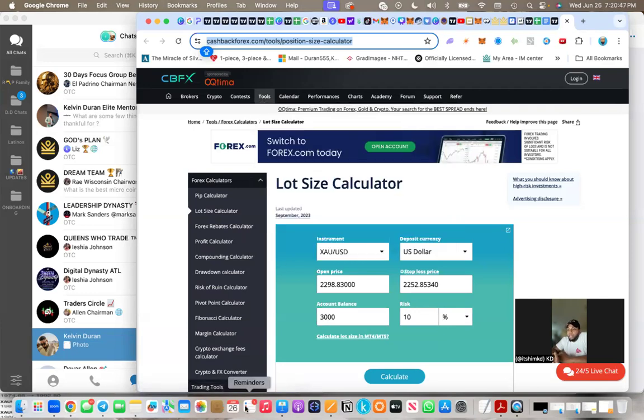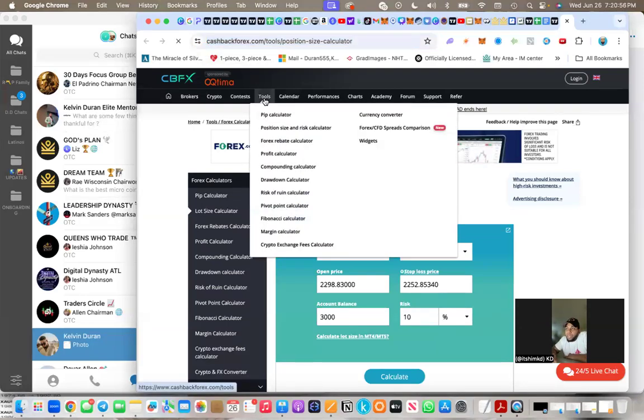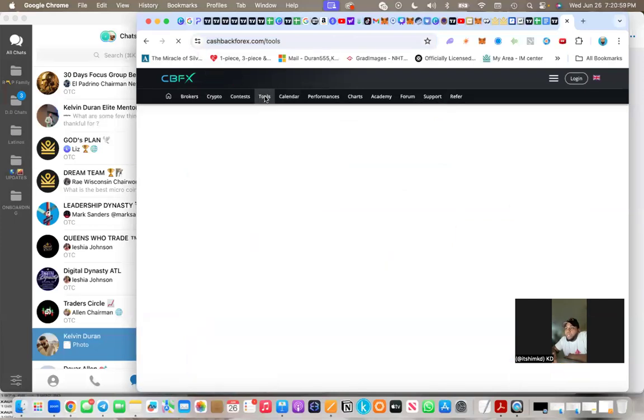Okay. So I'm gonna drop this here into the chat. And I'm going to give you guys access to this. And I'm going to show you real quick how you guys could be able to use it. Okay, so you click on tools. When you click on tools, it gives you everything that you need.